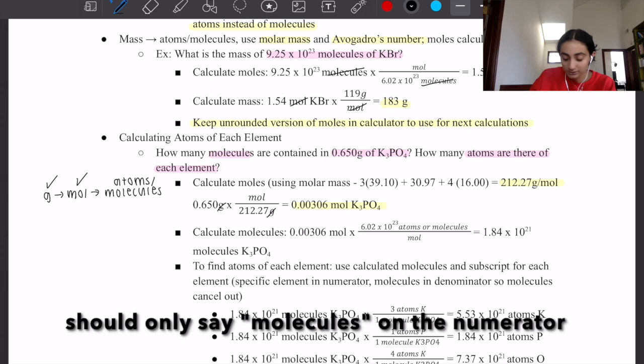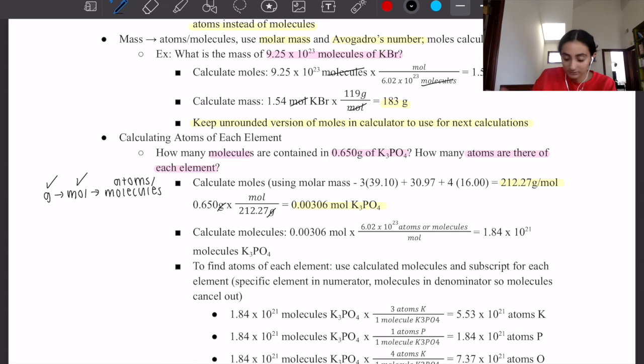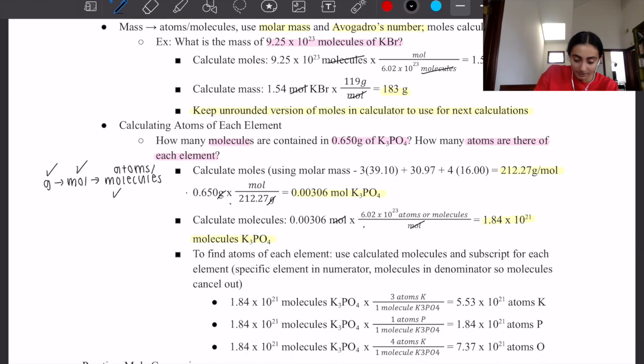Now we need to calculate molecules. So I'm going to use Avogadro's number. Because we are trying to find molecules, we need to cancel out moles. So moles will be on the denominator. And here I divided by the molar mass. And then over here, I'm going to multiply by 6.02 times 10 to the 23rd, because it's on the numerator, to get 1.84 times 10 to the 21st molecules of K3PO4. So now we got molecules.